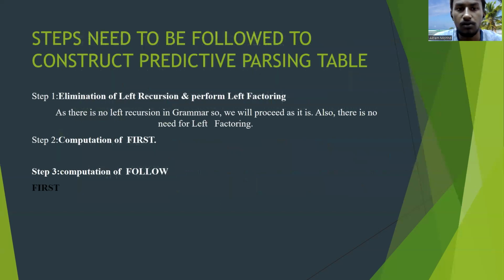Steps to be followed to construct the predictive parsing table. Step 1: Eliminate left recursion and perform left factoring. As there is no left recursion in the grammar, we proceed as it is. Also, there is no need for left factoring. Step 2: Computation of first. Step 3: Computation of follow.